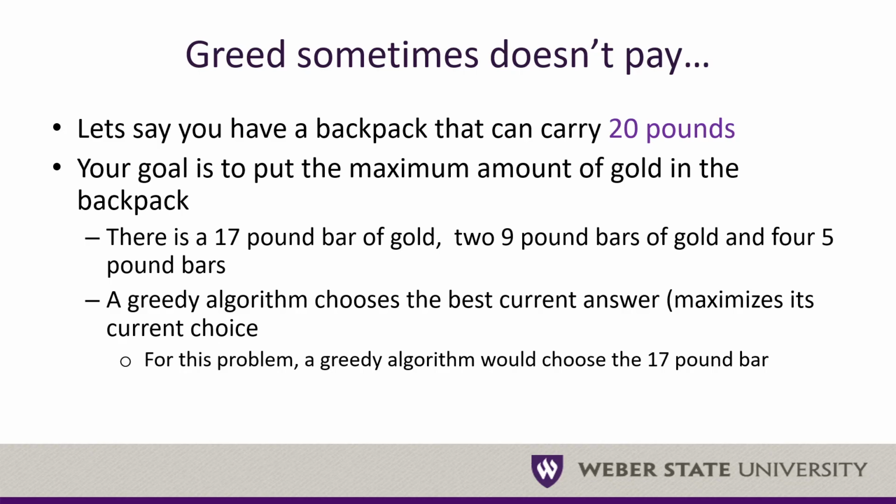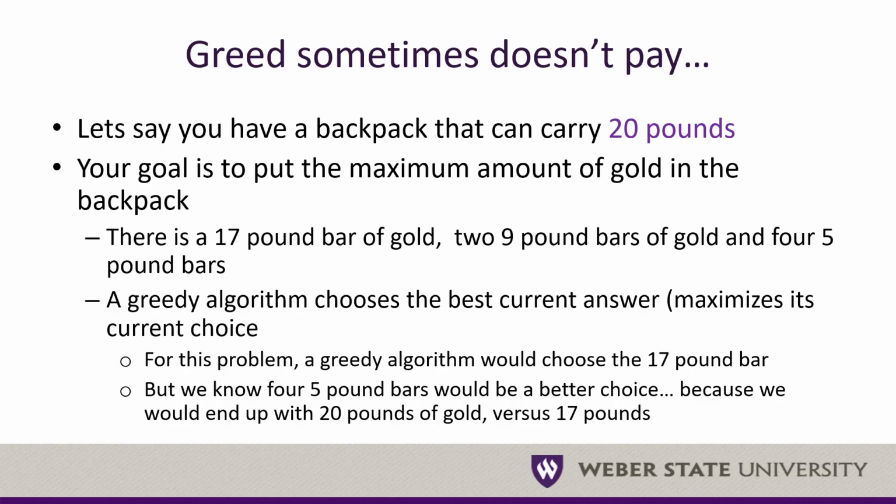My greedy algorithm tells me, take the best choice from what I can see. Well, my best choice is to maximize the amount I have in my backpack, which is 17 pounds. The problem with that is, we know 2 9-pounders are going to be better than that, or 4 5-pounders. That will maximize it entirely. We'll end up with the entire 20 pounds that we're able to fit in, and we've got the best choice at that point. So my greedy algorithm just isn't the best solution.